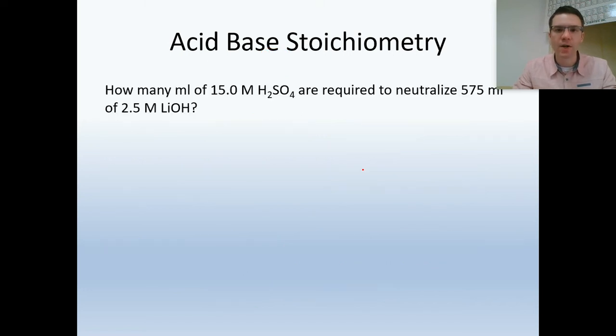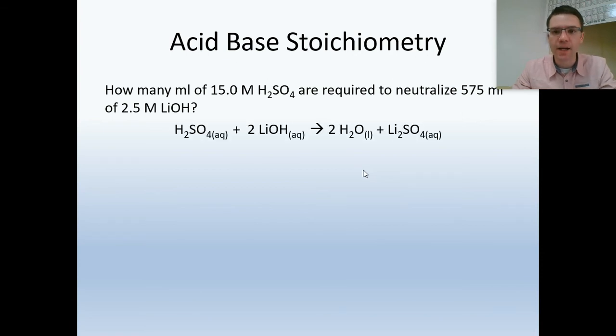Let's look at one other stoichiometry one. How many milliliters of 15 molar, very concentrated, sulfuric acid are required to neutralize 575 milliliters of 2.5 molar lithium hydroxide? You can pause the video and see if you can calculate that. Here is your calculation. First, we want to use the correct balanced equation. Again, we have 2 protons here, so how many hydroxides do we need? The answer is 2, so we can produce our 2 H2O, so I need 2 of these for every one of these, and that's our stoichiometric ratio.